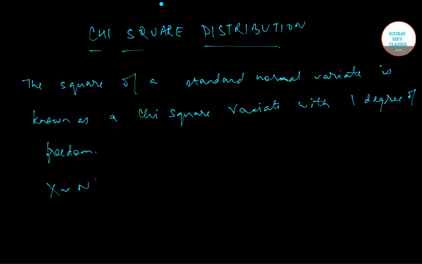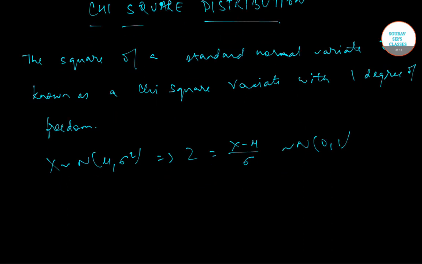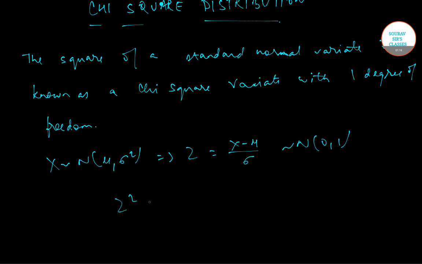Thus, if x follows normal(mu, sigma square), then z equal to (x minus mu) by sigma follows normal(0, 1), and z square, that is ((x minus mu) by sigma) whole square, follows chi-square with 1 degree of freedom.